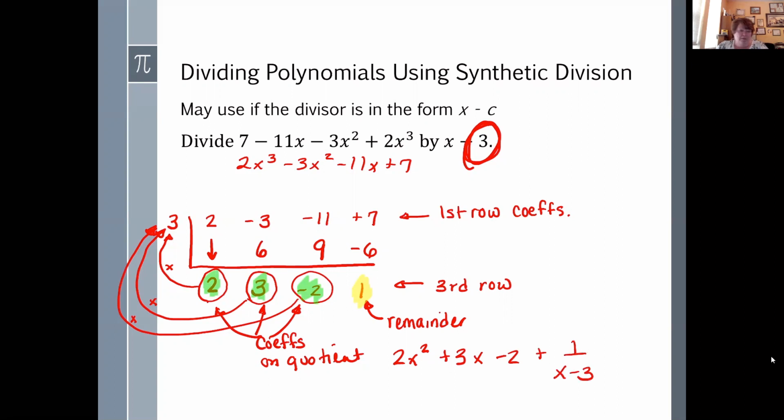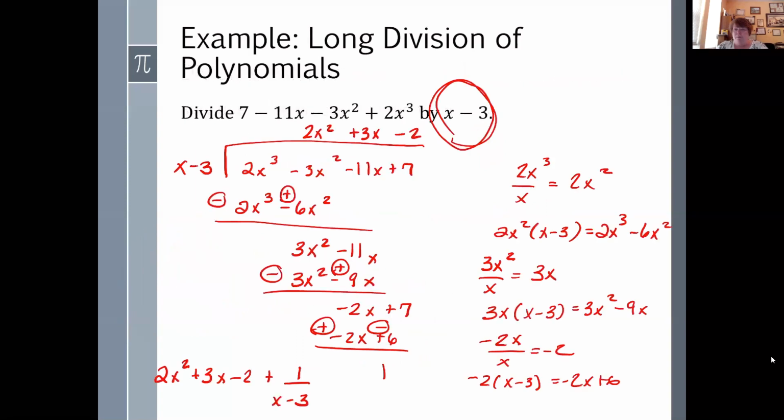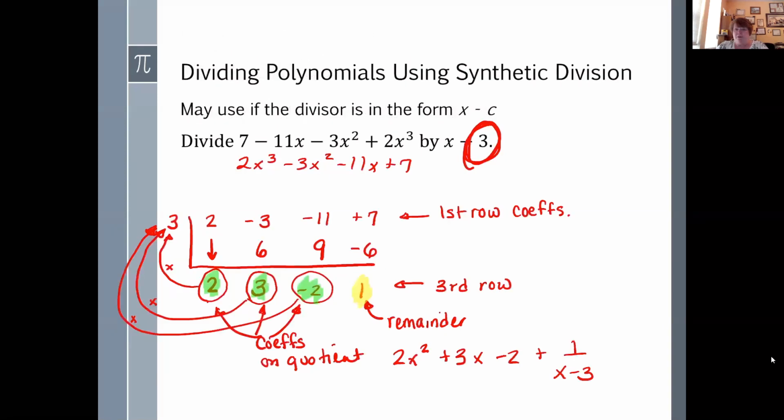And I do believe that's the exact same result we got on the previous problem, which was the same division using long division. We got 2x squared plus 3x minus 2 plus 1 over x minus 3.